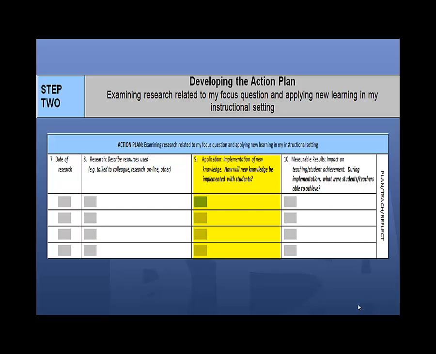And cell number 9, about application. It states the implementation of new knowledge. The question is, how will new knowledge be implemented with students? And 10, measurable results. During implementation, what were student teachers able to achieve?